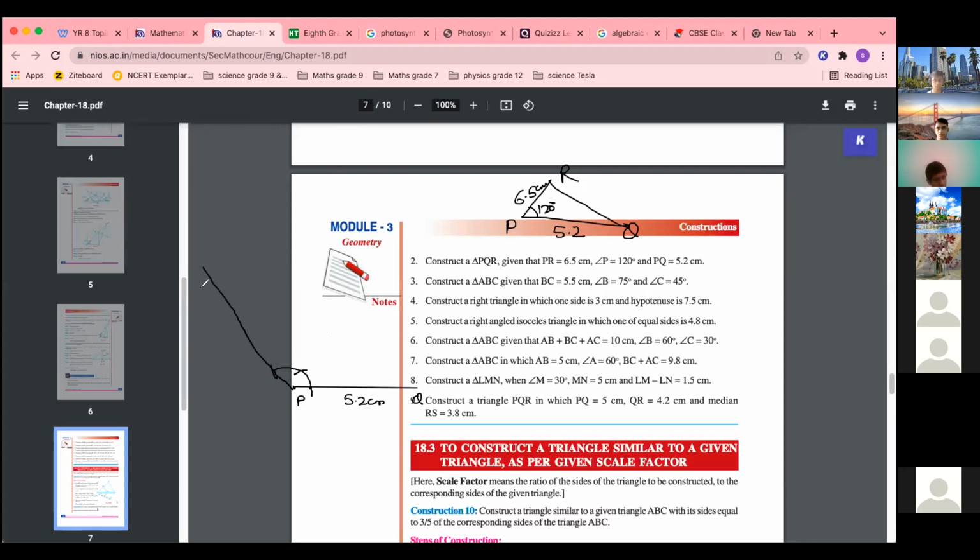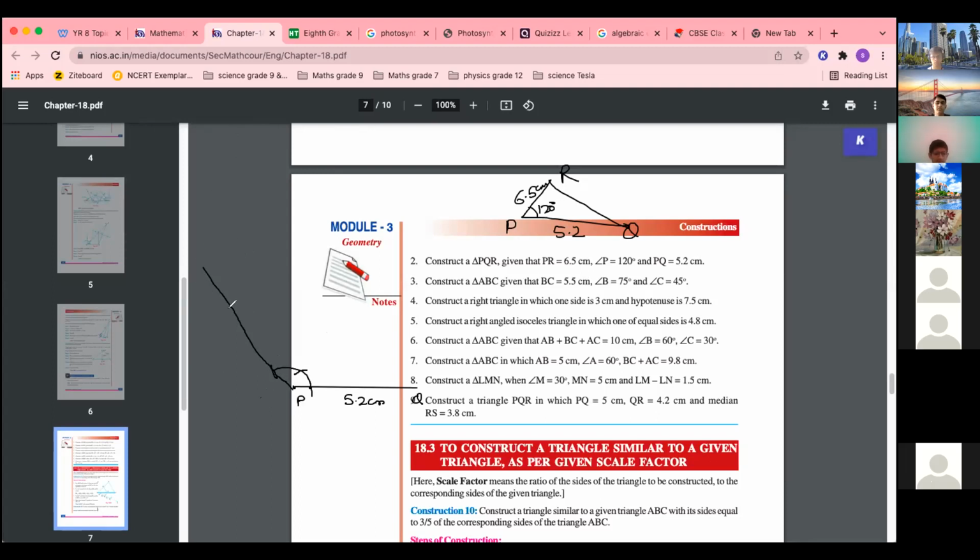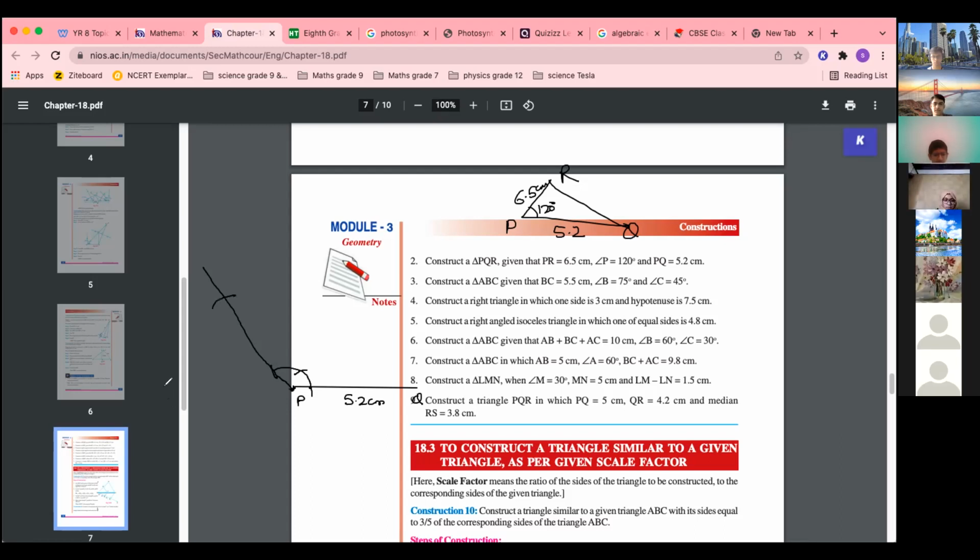Yes, then what will we do? Then we'll join R and Q. But we have not got R, no? Where is R? It can be anywhere. Measure the compass as 6.5 centimeter, and place it at P, and we'll cut an arc on this line. Correct. So this point is now R, and now you will join this.